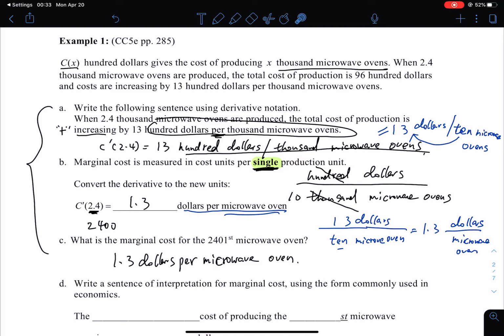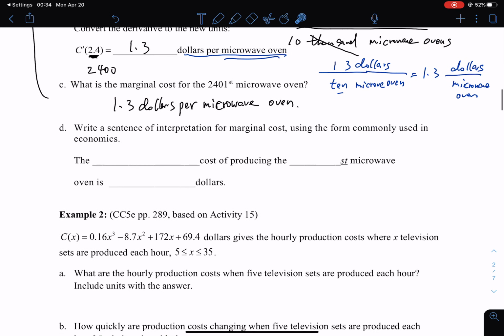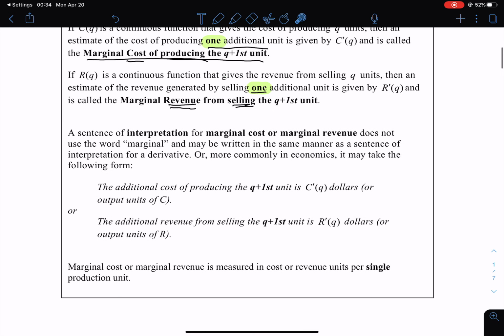That is 100 divided by 1,000, so 30 divided by 10, which is 1.3. All right, so this is a very important example. If you are not given A and B, and you are only given C, make sure you know how to solve for this one. And then D is actually about the interpretation. So let's go back to the interpretation part.